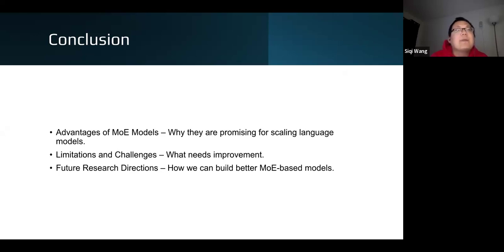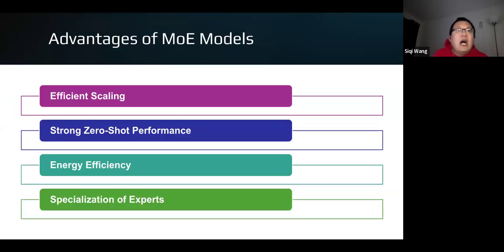In this section, we will discuss the advantages of MOE models, why they are promising for scaling large language models. Then we will talk about limitations and challenges, what needs improvement in the future. And based on this, we will talk about future research directions. How can we build a better MOE-based model?